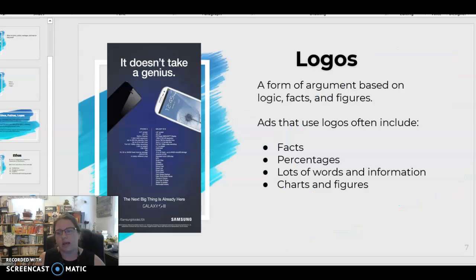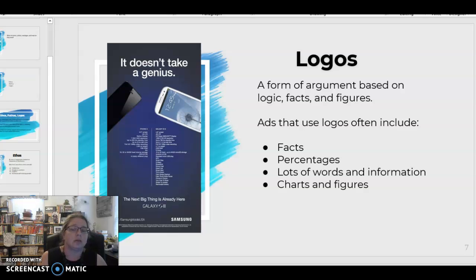And finally, the last persuasive technique is logos. Logos is based on logic or facts or figures. So anyone who is trying to use reason, trying to give you explanations or to give you statistics and facts and numbers, they are trying to convince you logically, and that would be the logos persuasive technique.